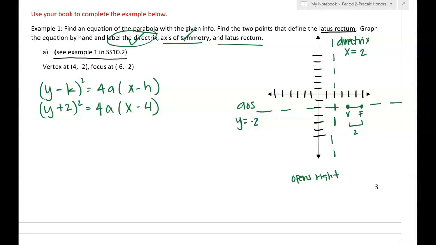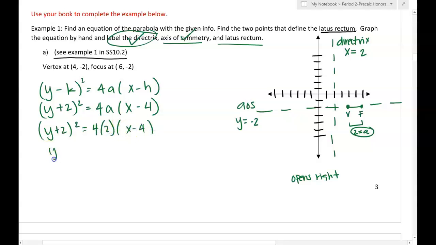Okay, so now we have to find that a value. Remember we were talking about the distance between the vertex and the focus? That distance is actually an a distance. Okay, so that distance right there is an a distance. So from the directrix to the focus is 2 times a distance. Okay, so we know a equals 2. So what do we have? We got y plus 2 quantity squared equals 4 times 2 times x minus 4. So we are ready to finalize our equation, and that's 8 times x minus 4.